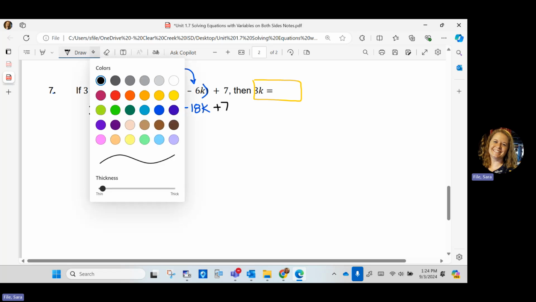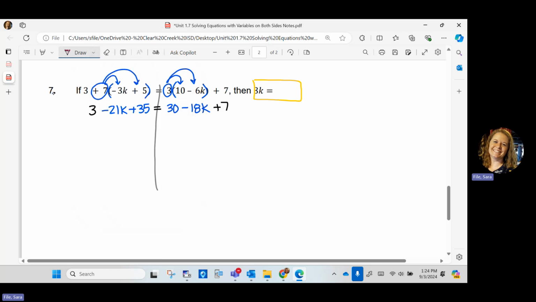Now I'm going to combine like terms separately on the left. I can combine the 3 and the 35. So I've got negative 21k plus 38. And on the right, I can combine the 30 and the 7. So I've got negative 18k plus 37.